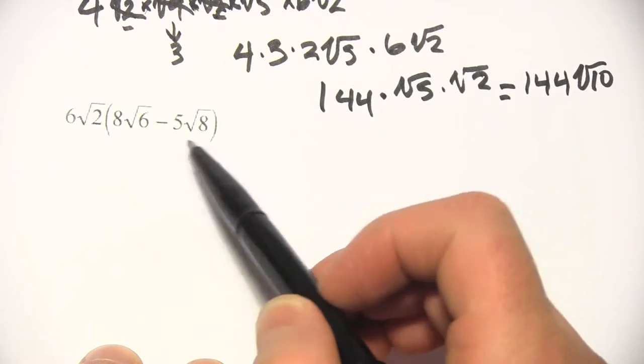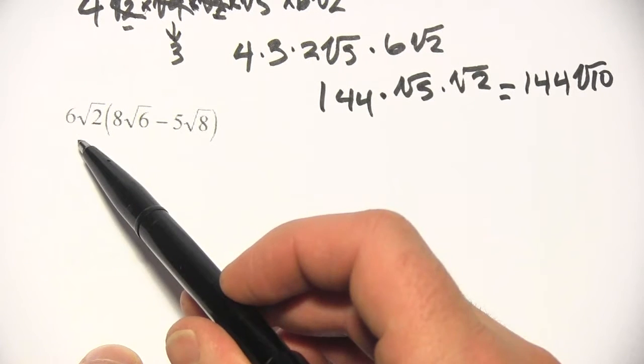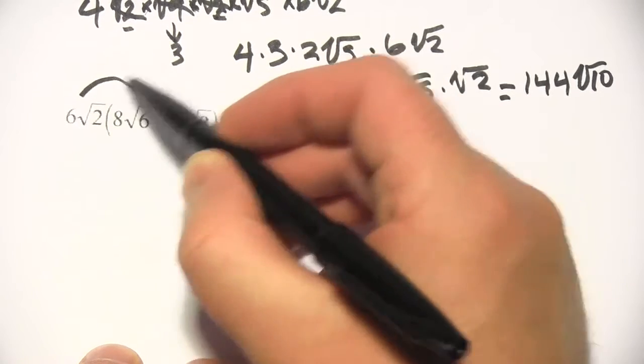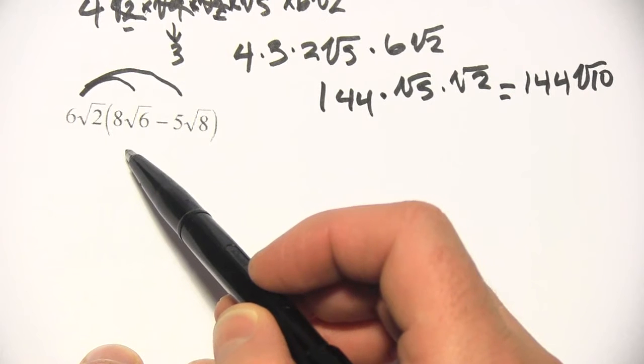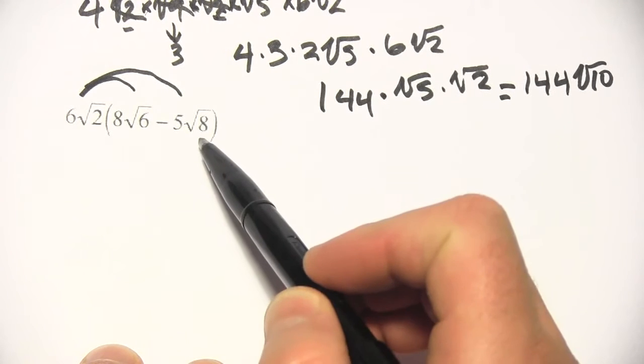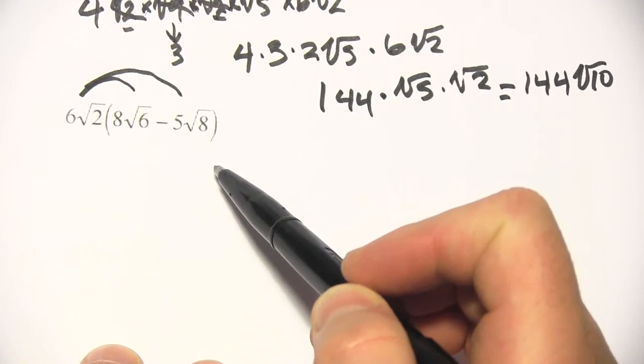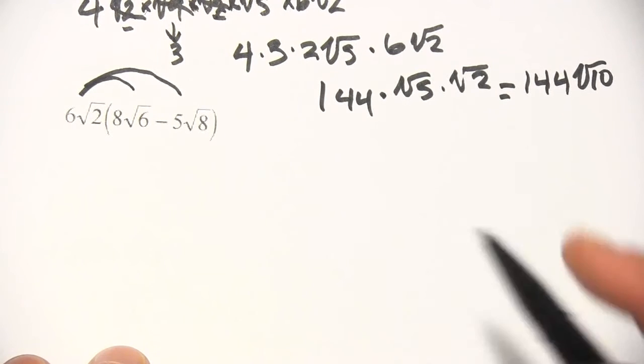Here in the parentheses, we actually have 2 terms and then another term on the outside. So we're going to have to distribute this term. So that's 6 times the square root of 2 times 8 times the square root of 6 minus 6 times the square root of 2 times 5 times the square root of 8. Let me just write out what I just said.